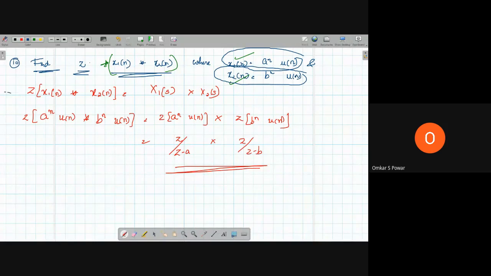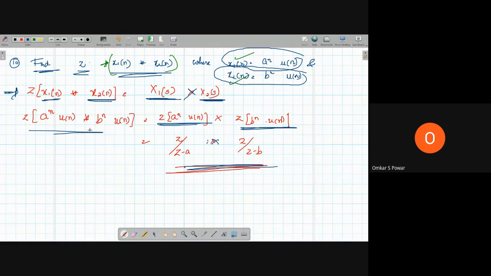So the Z transform of x1 of n convolution x2 of n is nothing but X1 of z into X2 of z. What is X1 of z? The Z transform of a power n u of n. X2 of z is the Z transform of b power n u of n. You know the formula: z by z minus a, and here also z by z minus b. Multiply both and get the answer. This is easy, so I had written it before and kept it. This property is easy.